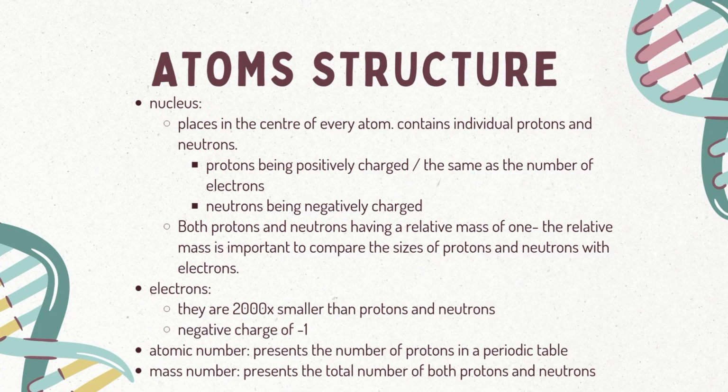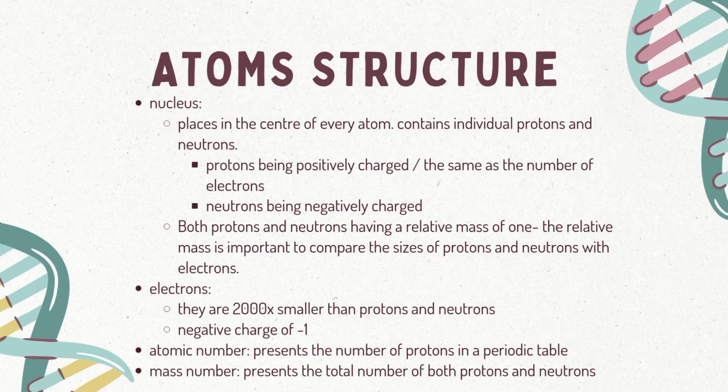Atom's structure. The nucleus is placed in the center of every atom and contains the protons and neutrons. Protons are positively charged, the same as the number of electrons. Neutrons are neutral. Both protons and neutrons have a relative mass of 1. The relative mass is important to compare the sizes of protons and neutrons with electrons.